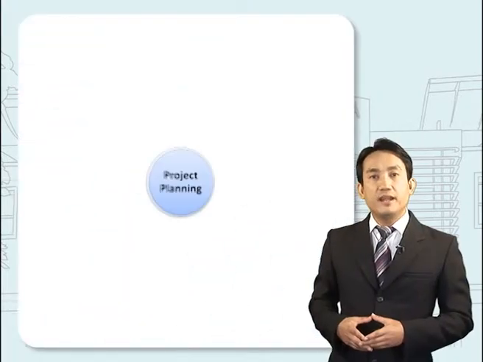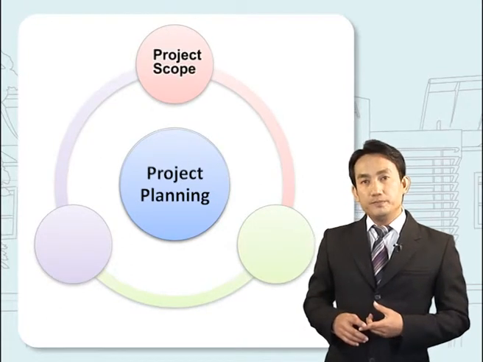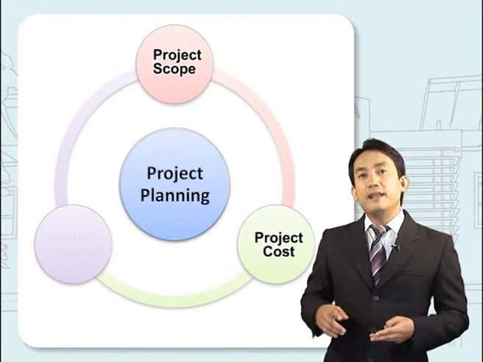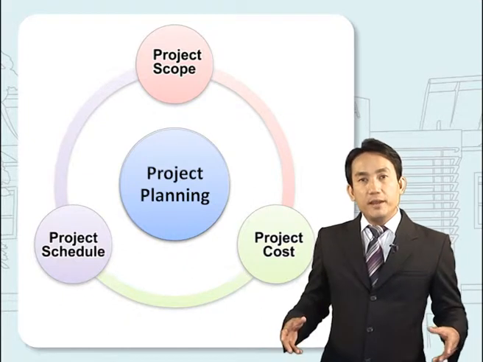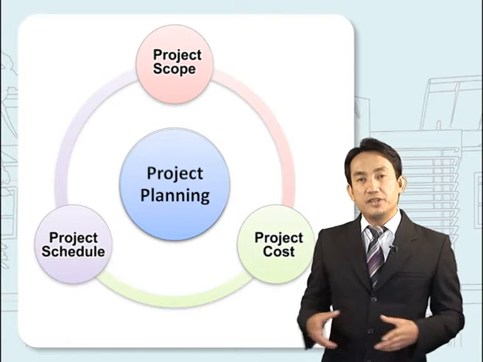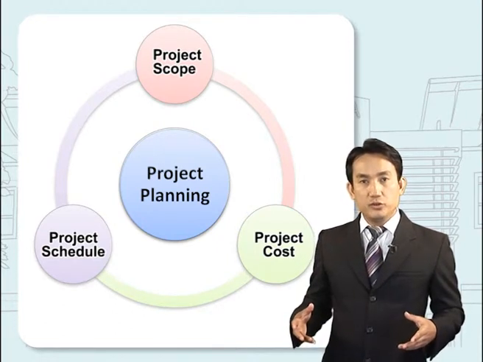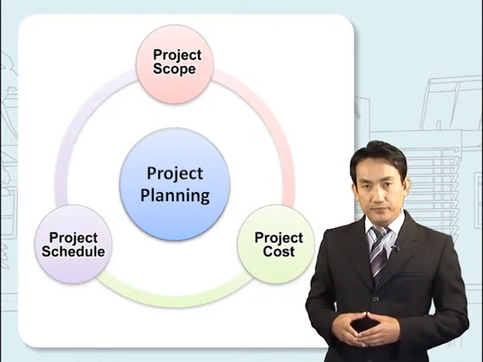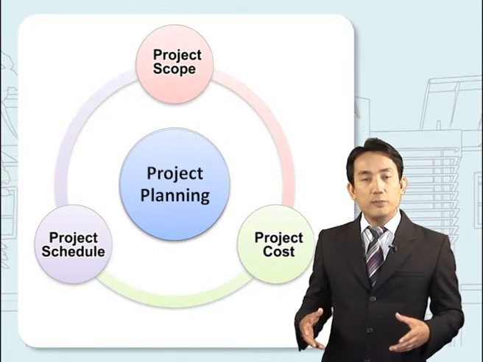When planning, please remember there are three things that you have to consider. First, project scope. Second, project cost. And lastly, project schedule. A good plan may assist you to deliver your project timely with good quality. This is why planning is considered the most important stage when you do a project. It is used as a basis to monitor and control your project progress.